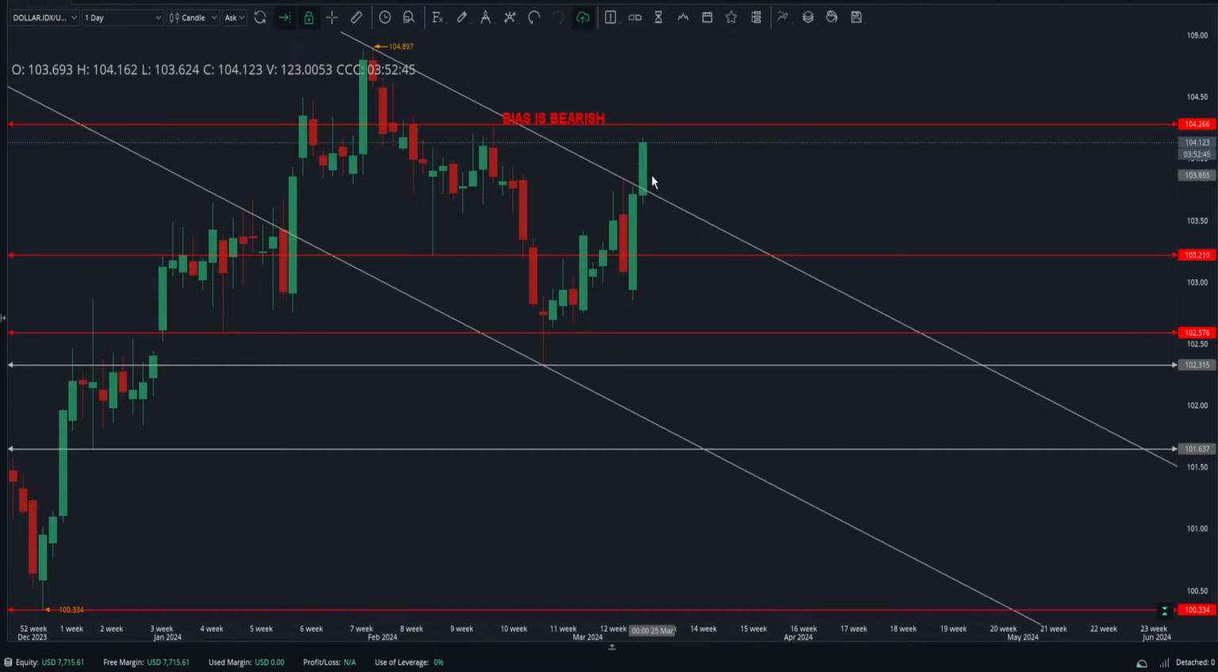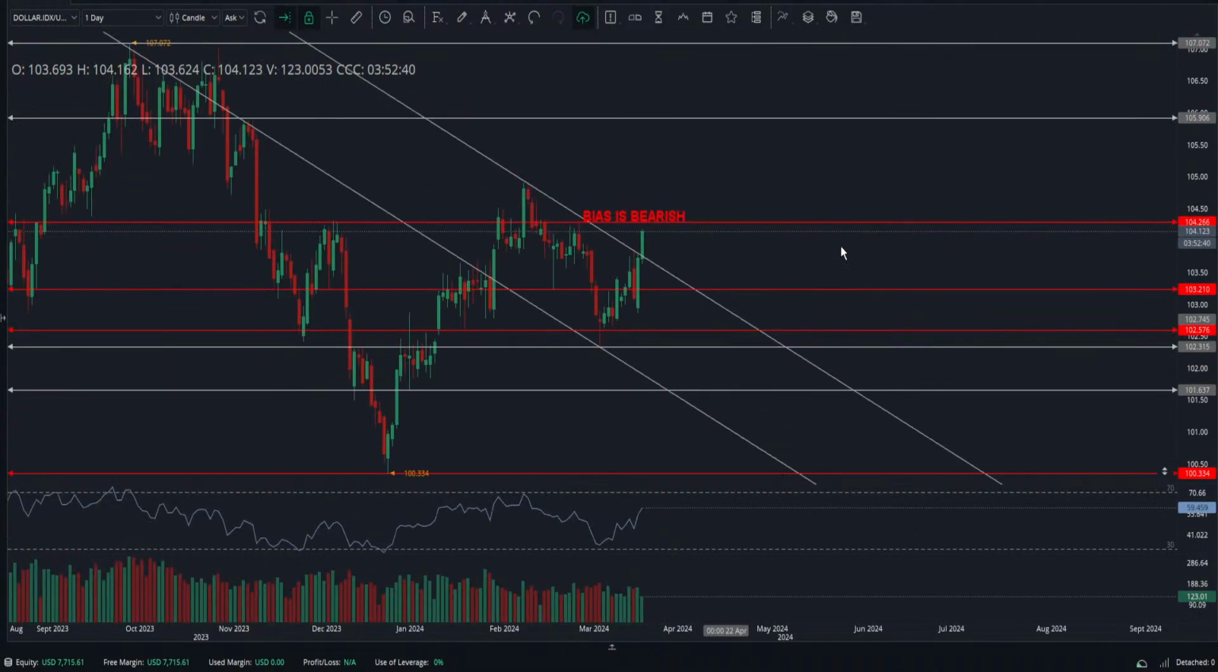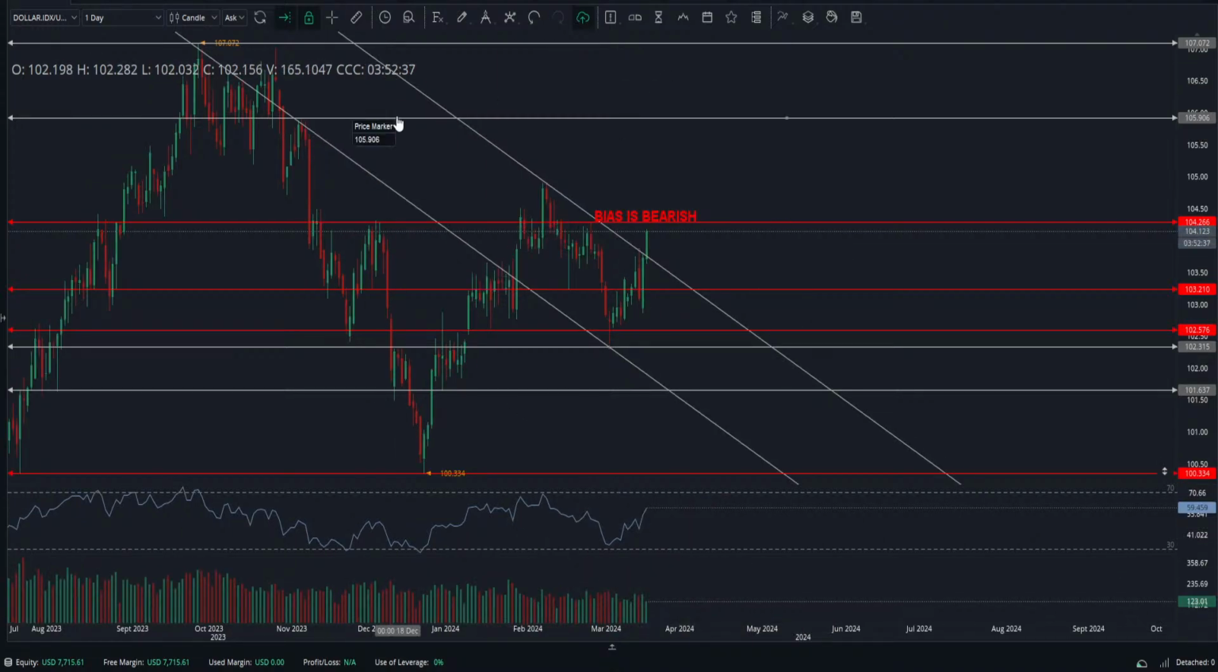But if it does not break and reverses from here, then we can say the price has now... The thing here is that if you carefully notice this high that price has made with this red candle, the RSI has already gone higher than the previous high. This is called hidden bearish divergence, when the price has not made a higher high, whereas the RSI has made a higher high.